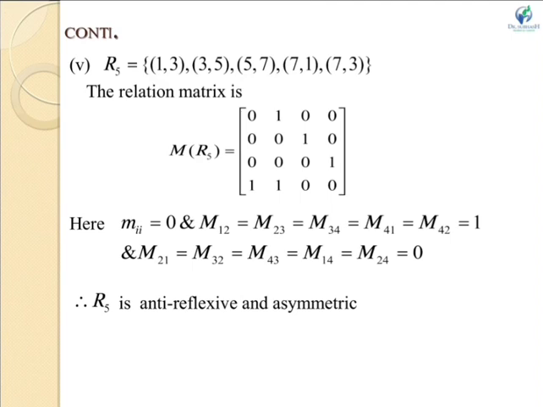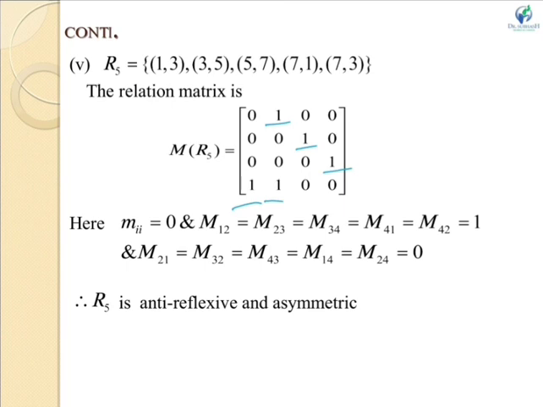Next is our relation set R5. We have constructed the matrix over here, R5. See, now here also you can see all the diagonal entries are 0, that is all Mii are 0. So you can say that R5 is anti-reflexive or irreflexive. You can also see that M12, M23, M34, M41 and M42 are also equal to 1.